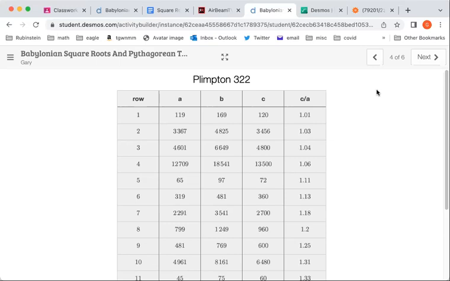Okay, type in some more questions. These are great questions. I see, why would they do this? Why is C over A going up by a little? What would this be helpful for? Okay, more questions. Maybe helpful for building things. Great. Would this be helpful for building things?